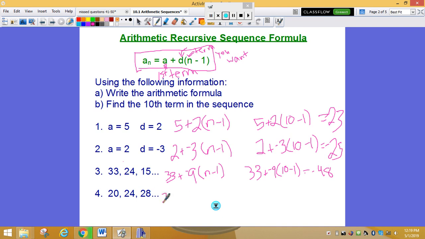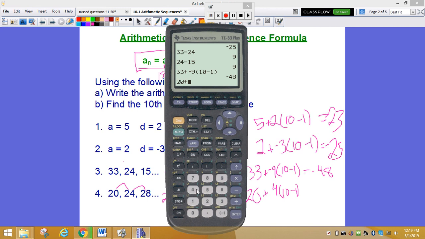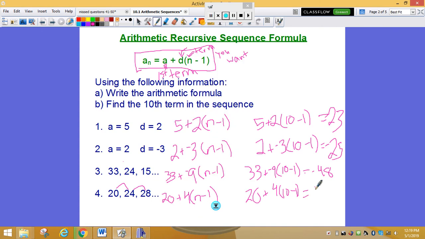Okay, my first term is 20. Here, this is an easy one. I'm adding 4 each time. So 4 times N minus 1. So to find the 10th term, I would do 4 times 10 minus 1. So 20 plus 4 times 10 minus 1. And I get 56. So the 10th term would be 56.